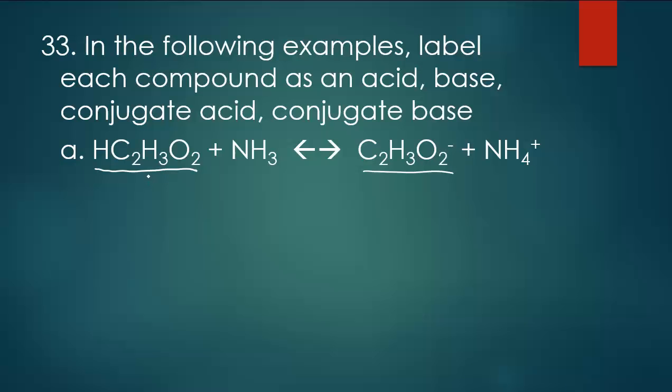Okay, so these guys are a conjugate acid-base pair. All right? What is the difference? Did this one gain an H or does it lose an H to become C2H3O2 negative? Loses the H plus. So if you lose the H plus, you are an acid, and what you become on the other side is something that can gain the H plus, making you a conjugate base. Conjugate base.